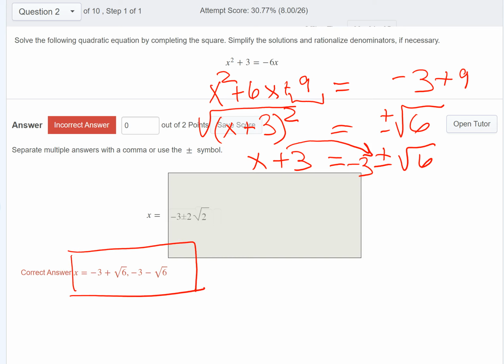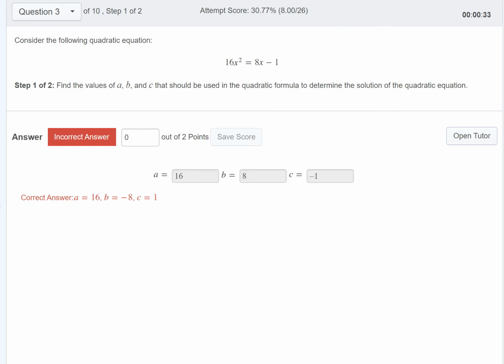Okay, let's pause it and see what's going on. Now, in this next one, as we look at it, they're asking us to put it in standard form. So that'll be 16x squared. Transpose the 8x. On this side, it becomes a negative, and this becomes a positive 1 equals 0.